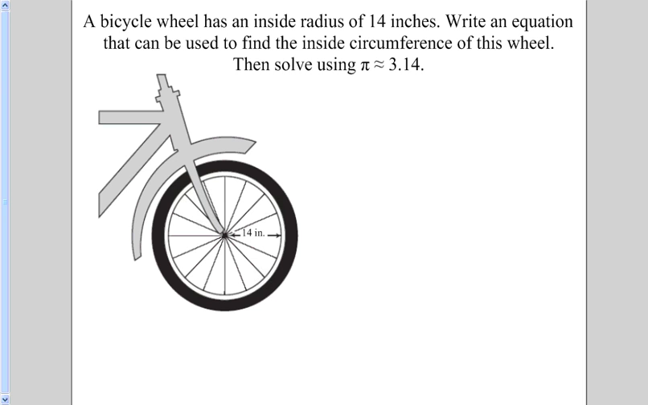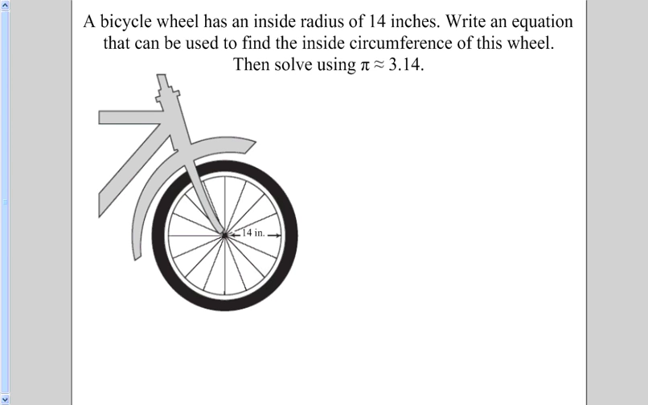This problem tells us that a bicycle wheel has an inside radius of 14 inches, and it asks us to write an equation that can be used to find the inside circumference of this wheel, and then to solve using pi as approximately 3 and 14/100.